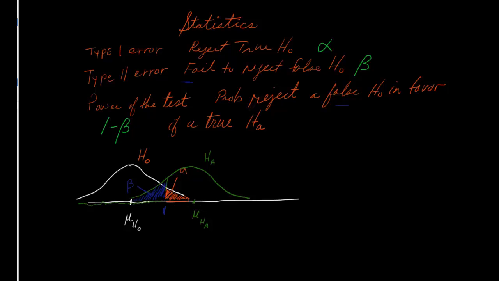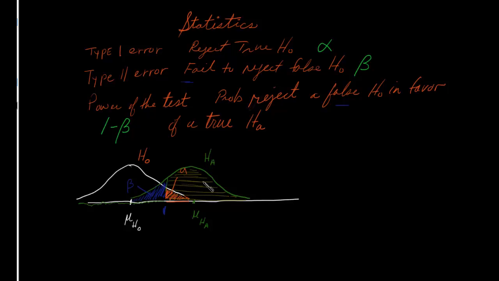But if the alternate is really true, the probability of falling up here is a whopping big area. I want to pick a nice color. It's a whopping big area, and I'll shade that area horizontally. And so this, I'm shading in right now the probability that when HA is true, that I detect that it's true. That is, given that HA is true, the area that I'm shading right here is the probability that I'm going to reject the null hypothesis in favor of HA.